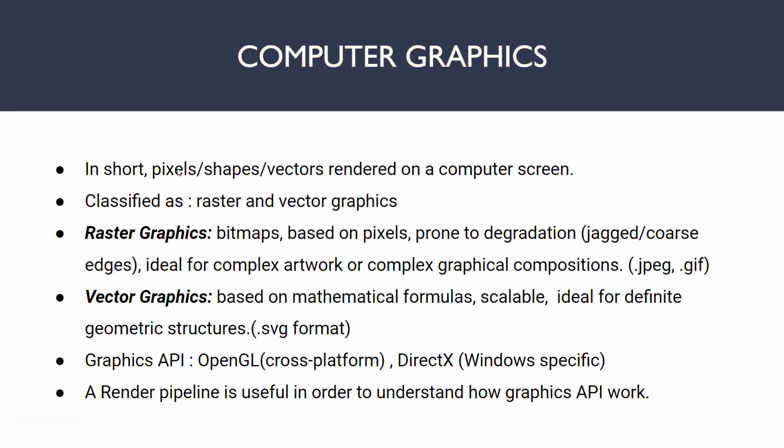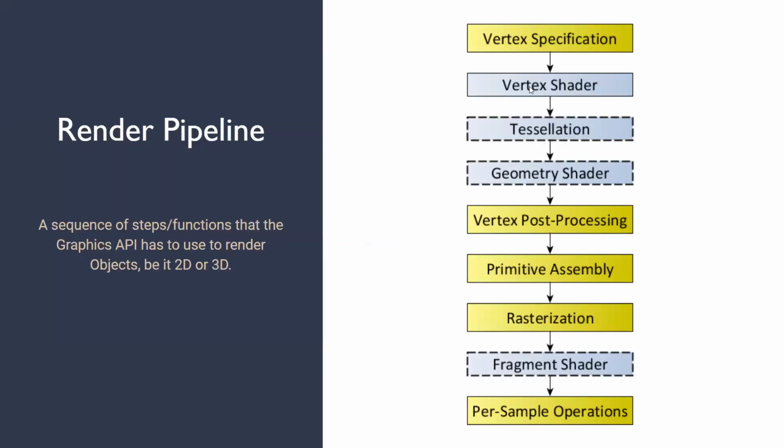For these graphics to get rendered onto the screen, even for these APIs, they have a certain set of processes or functions that they have to do to render it onto the screen. This rendering process is called a render pipeline. This diagram that you see over here is basically a render pipeline for OpenGL. Over here you see some terms: vertexes, shaders, post-processing, and rasterization.